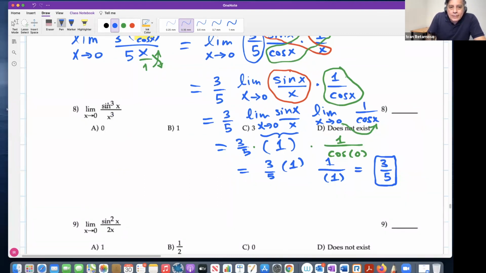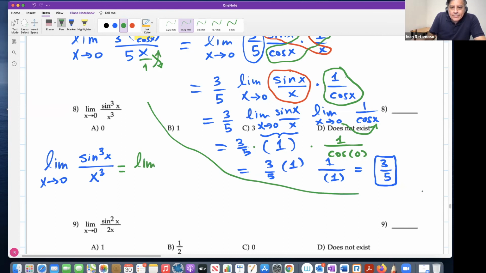Let's say you have the limit as x approaches 0 of sine cubed of x over x cubed. What to do? Well, try this, guys. Try to rewrite this as follows: the limit of sine of x over x, cubed, as x approaches 0.